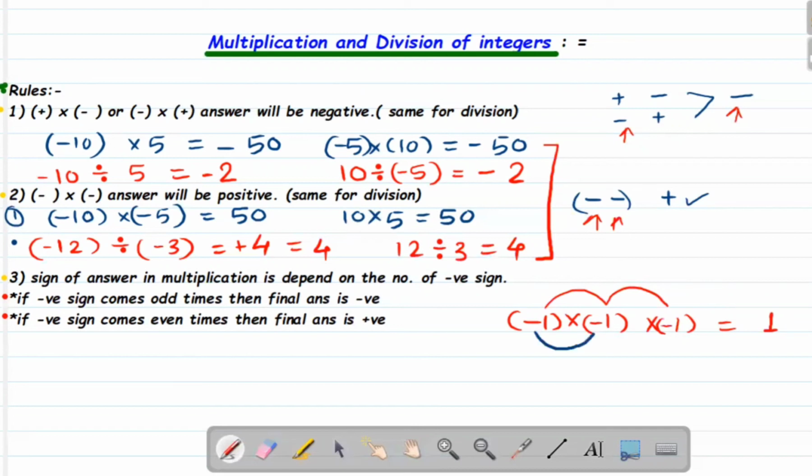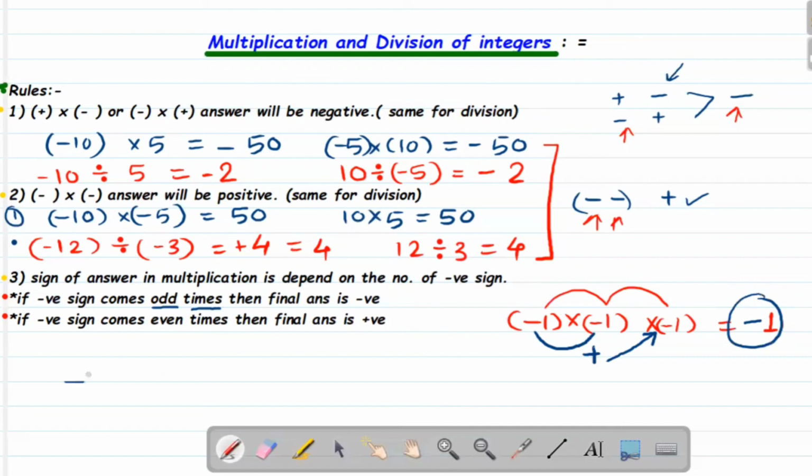So minus and minus will become plus. And this final plus is going to react with this minus. So plus and minus, apply this rule. Plus and minus will become minus, and hence your answer is negative. So from that, what we can conclude is that the negative sign comes an odd number of times. If the negative sign comes an odd number of times, then your answer is also negative.